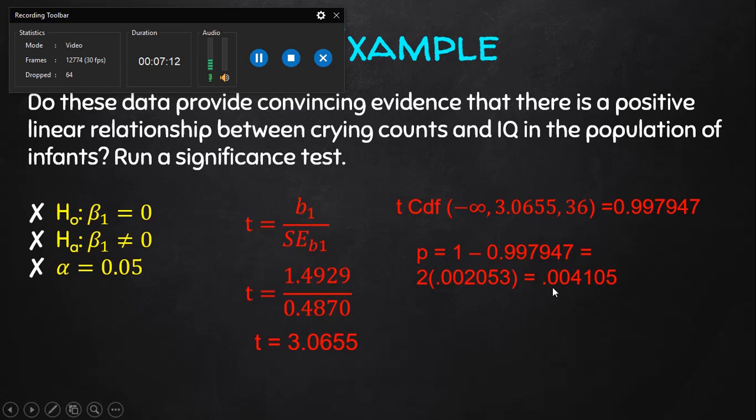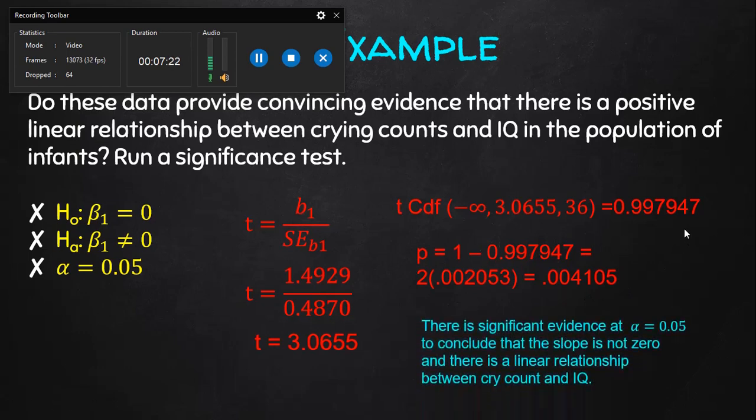And we can see that 0.004 is less than alpha. So we do have significant evidence that the higher cry count does result in a higher IQ. We're going to make our statement. So I said there is significant evidence at alpha equaling 0.05 to conclude that the slope is not 0 and there is a linear relationship between cry count and IQ.